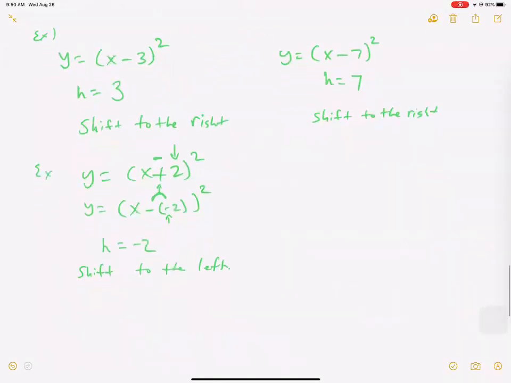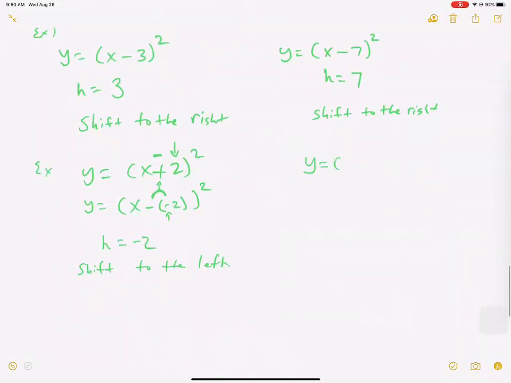Let's do this again. If I say y is equal to (x plus 5) squared, this is a parabola. The squared automatically tells me it's going to be a parabola. So we have to make sure this is our h or k. This is our h. h is going to be negative 5, because again, we are supposed to have a negative here. So how do we make it a negative? Well, it's because originally our h was actually negative 5. And this is going to be a shift to the left.